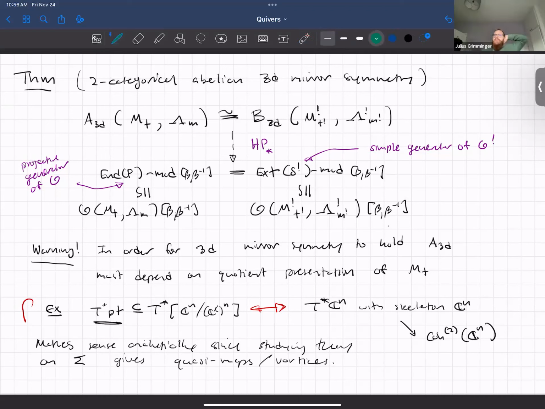I'm a bit confused. Is it that the A3D on the left is isomorphic to the B3D on the right, or mirror? I thought that A3D and B3D of one thing would be mirror. So these are A3D and B3D of mirror things, right? If I have two mirror theories, then the A twist of one ought to be isomorphic to the B twist. Okay. Good. So this is an isomorphism between A and B. Yeah, that's right. It's the same as the ordinary two categorical mirror symmetry. Okay, good.